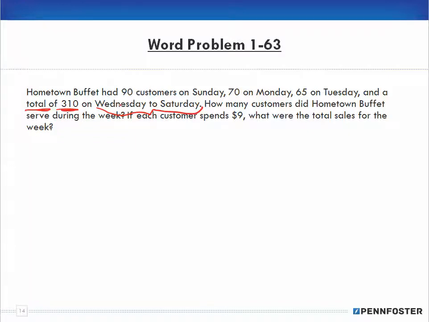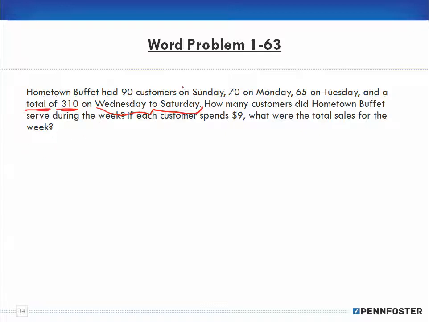Well, Wednesday to Saturday is Wednesday, Thursday, Friday, Saturday, 4 days. And so if I had an average for each one of those days, I'd divide it into 310. But that's just extra information that I'm thinking about in the back of my head. The facts tell me that there's a total of 310, the facts being from the blueprint aid from Chapter 1. So how many customers did Hometown Buffet serve during the week? Well, isn't that what I was just talking about?